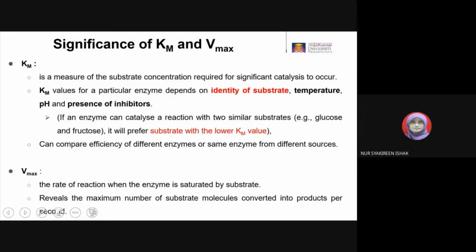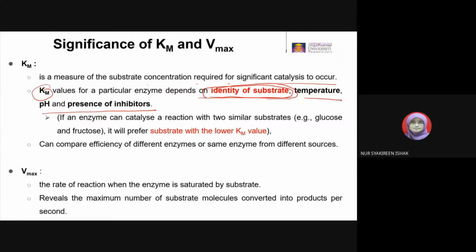So, further explanation on Km. Again, you have to know it is a measure of the substrate concentration required for significant catalysis to occur. By knowing this Km value, you will know that the rate of reaction is really high because the enzyme has higher affinity for that substrate. Km values for a particular enzyme depend on the identity of the substrate, temperature, pH, and presence of inhibitor.